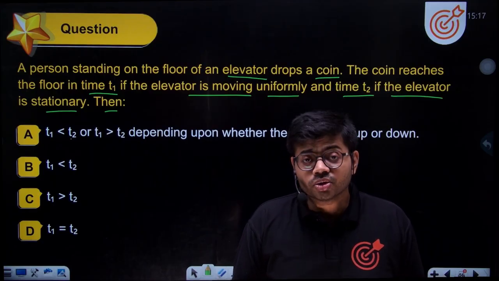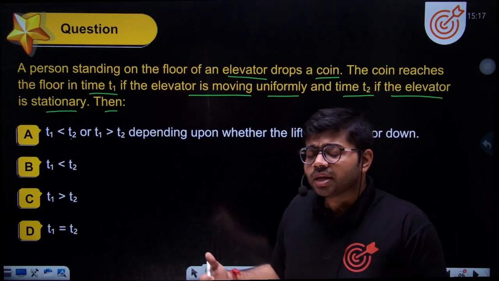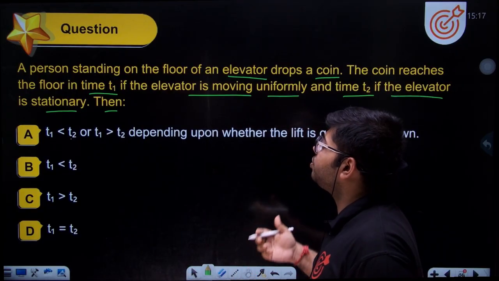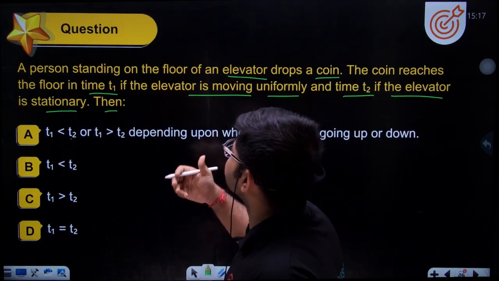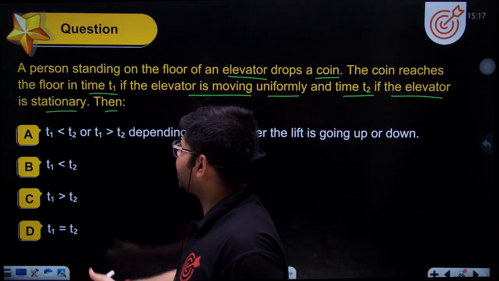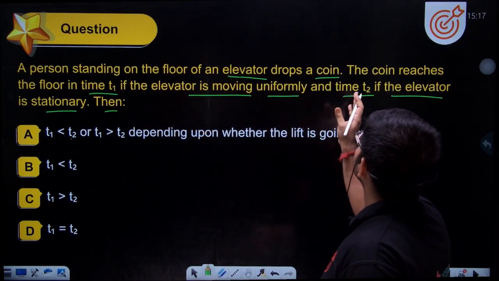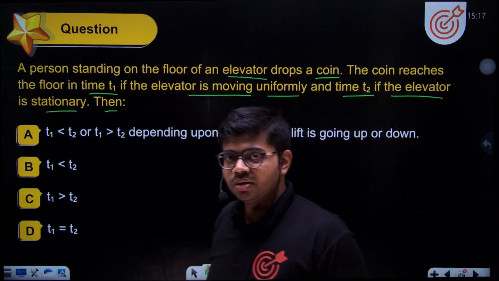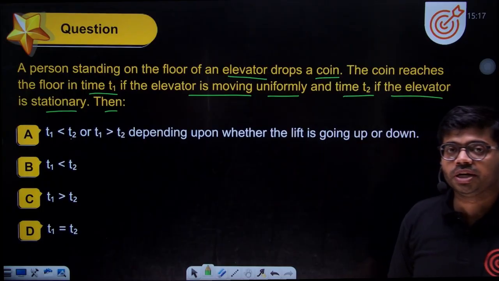That is why, in both cases, when the elevator is stationary and when it is moving with a constant speed, the time for the coin to reach the floor is going to be the same. So here t1 is equal to t2.